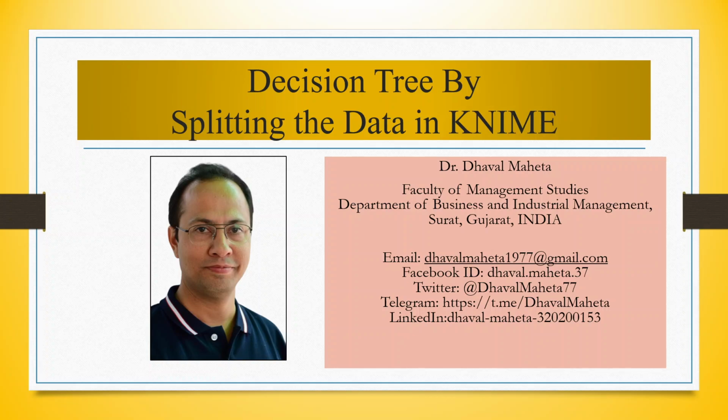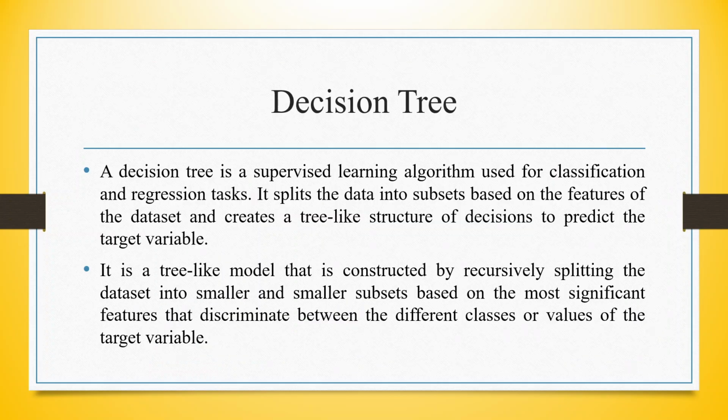And let's try to understand how to split the data in a decision tree in KNIME. So a decision tree is a supervised learning algorithm used for classification and regression tasks. It splits the data into subsets based on the features of the dataset and creates a tree-like structure of decisions to predict the target variable.